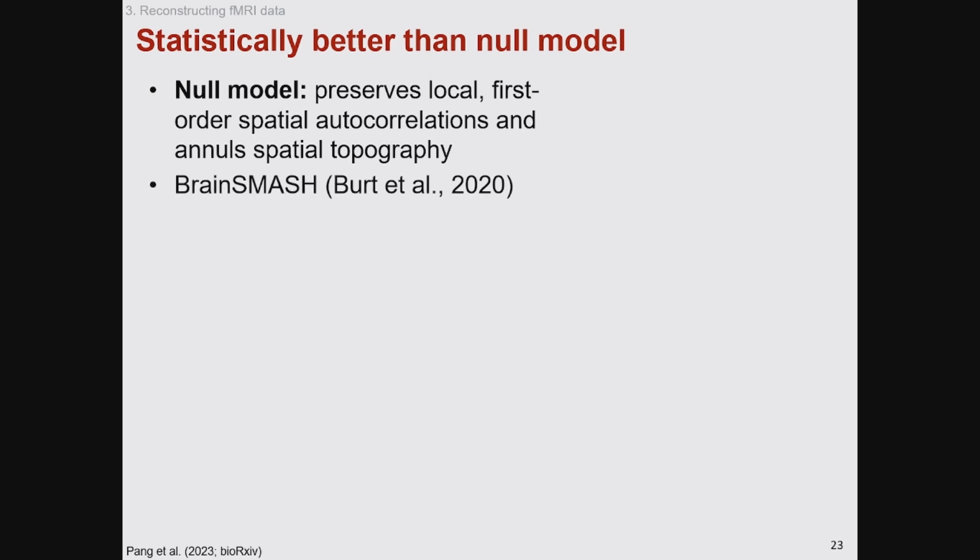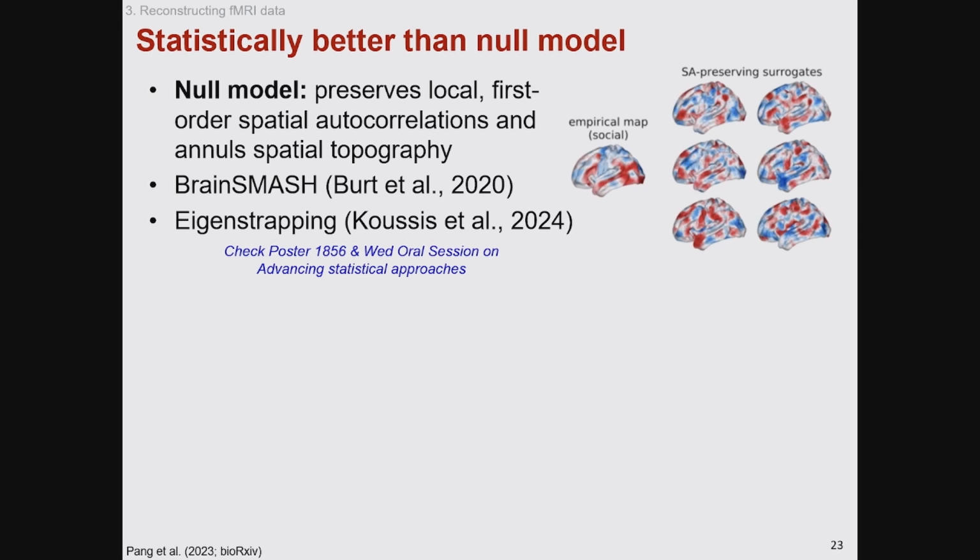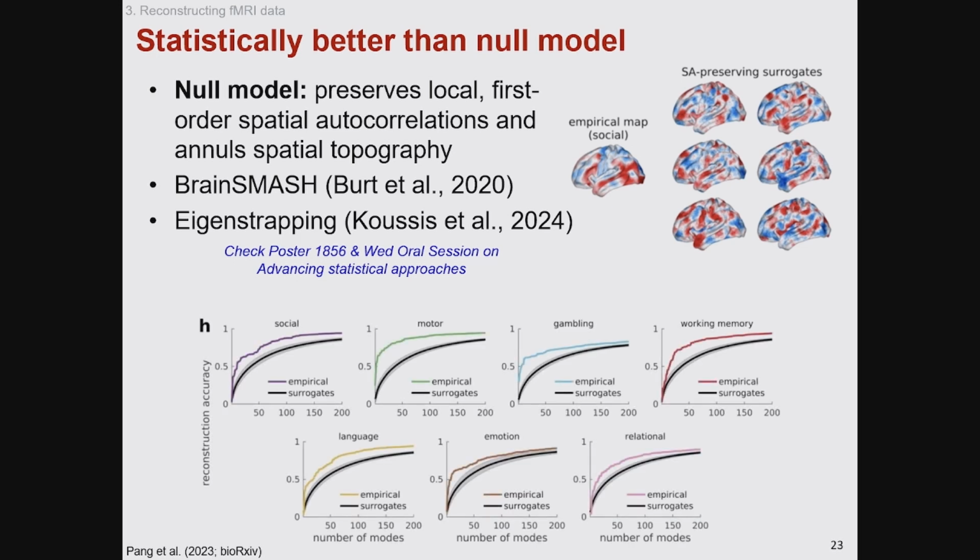So you can use a variety of null models. You can use, say, the BrainSMASH toolbox from Joana Burt and John Murray's group. Or you can use a new eigenstrapping null model, which Nikitas from Michael Breakspear's group will present in this poster and in an oral session on Wednesday. So you can check that. Basically, you create these empirical maps and you create surrogates to compare your reconstructions with. And what we're showing is that if you compare the empirical reconstructions with respect to these null models, it is better compared to chance.